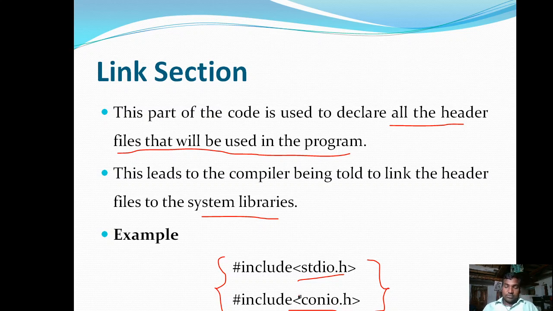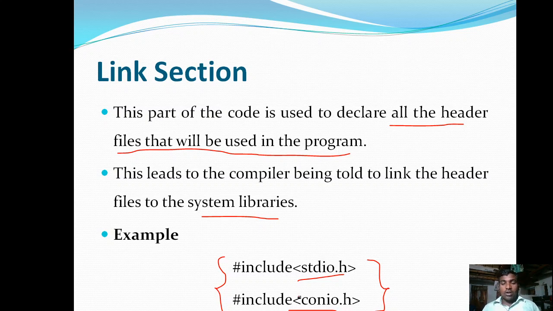So stdio.h and conio.h are the two header files we frequently use while writing a C program. stdio.h stands for standard input output header file, and conio.h stands for console input output header file. These are the header files we regularly use when writing C programs.